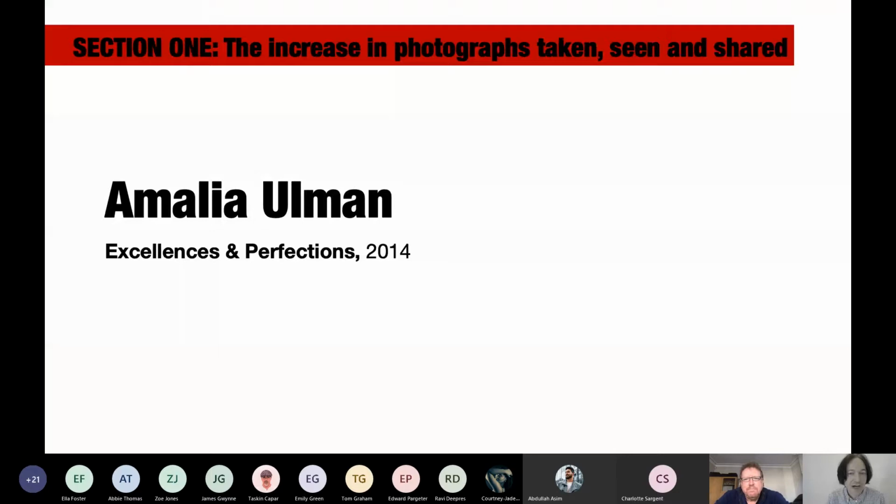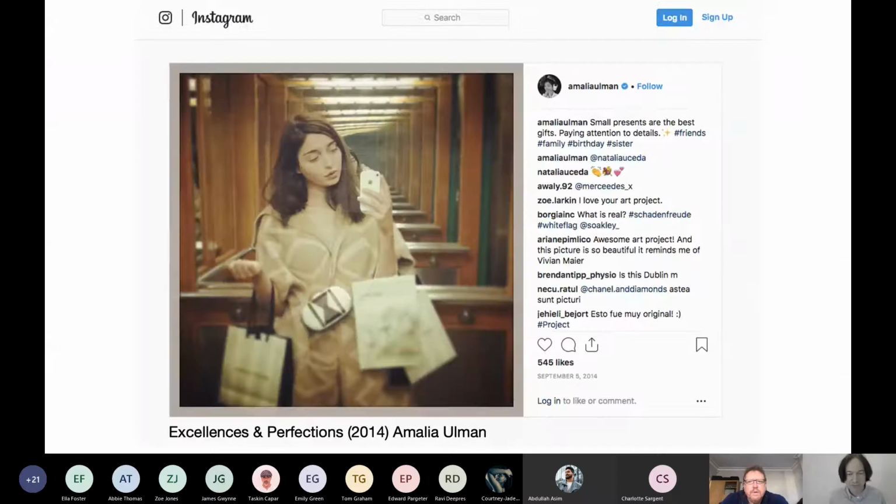So here we have an example of a practitioner who, I think, sums up this personal photography. You're probably familiar with Ullman's work, but I'll just show you a couple of images, and then obviously you can go away and do some work.